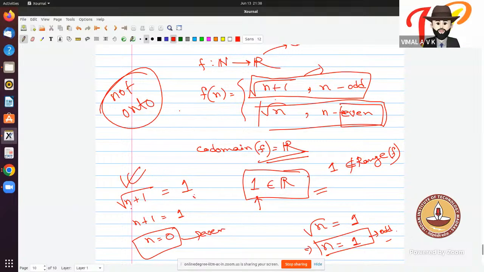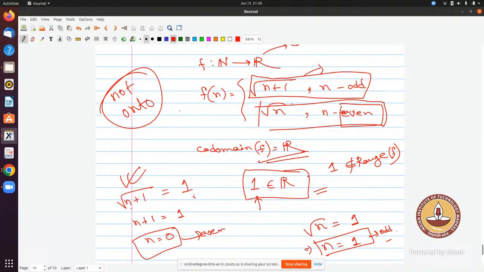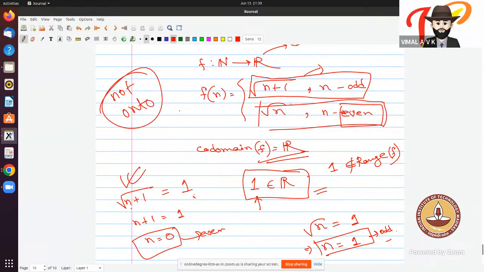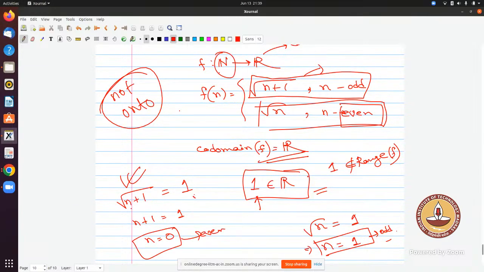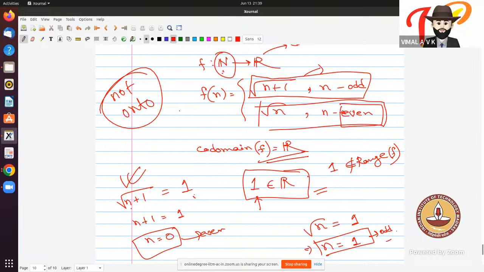There are many numbers which cannot be got as an output of this. Sir, for 3 by 4 we can get 1, no, sir? Is 3 by 4 a natural number, first of all? We have to take natural numbers, because the domain is natural numbers. So input should be a natural number.